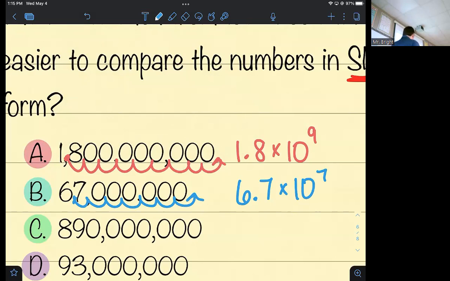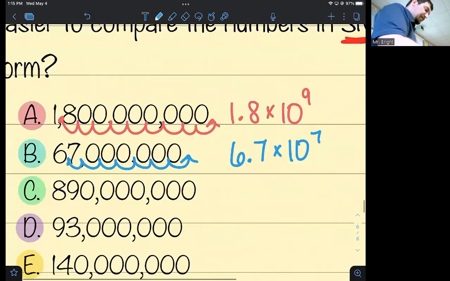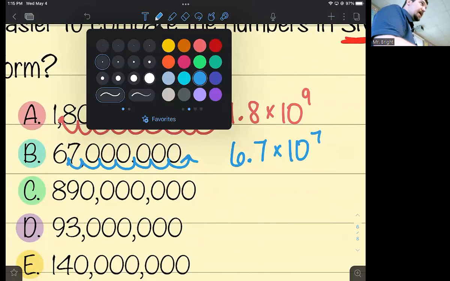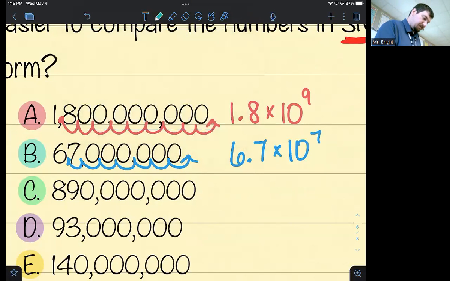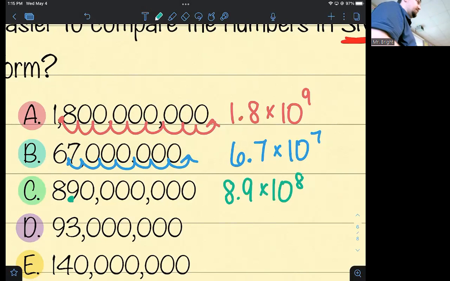Obviously, in standard form, we know which one's bigger. Can you tell by looking at the scientific notation form which one's bigger? How can you tell, Sky? Oh, yeah, that has a larger exponent. Exactly. So you know which one's larger. Okay, example C. Give me that one, Alex, in scientific notation. That's right. Times 10 to the 8th power. So you're going to put your decimal right there, and you're going to move it 8 times.